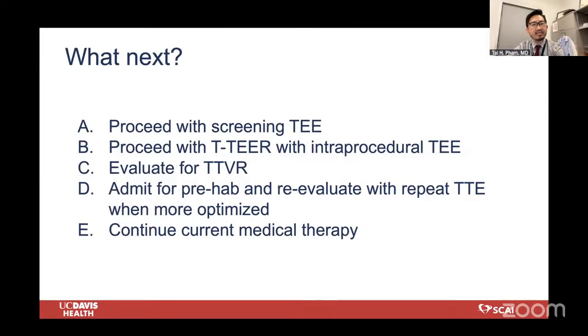And so the big questions for us are, what do we do next? Do we proceed with the screening transesophageal echo in her current state? Do we proceed with TriClip with intraprocedural TEE? Is her anatomy prohibitive for TEER, so do we evaluate her for TTVR? Do we admit her for prehab and reevaluate with a repeat echo when she's more optimized? Or do we offer her nothing and just continue her current medical therapy?